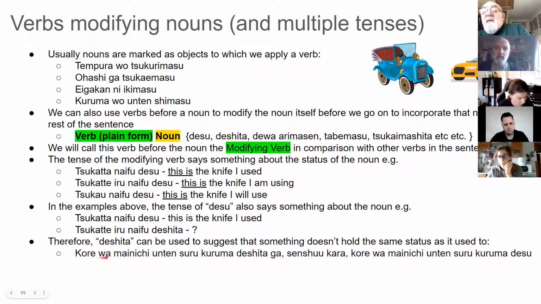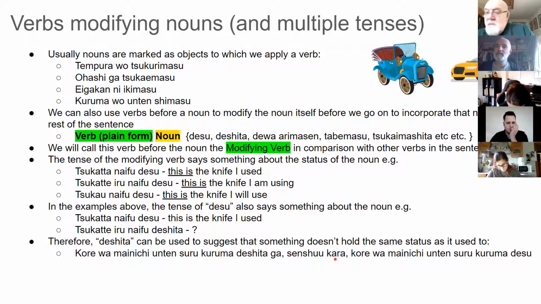Let's have a look at this one here. Kore wa mainichi. Oh, it actually refers to the picture above. So here we've got a picture of a man with two cars. Kore wa mainichi unten suru kuruma deshita. This was the car that I used to drive every day.